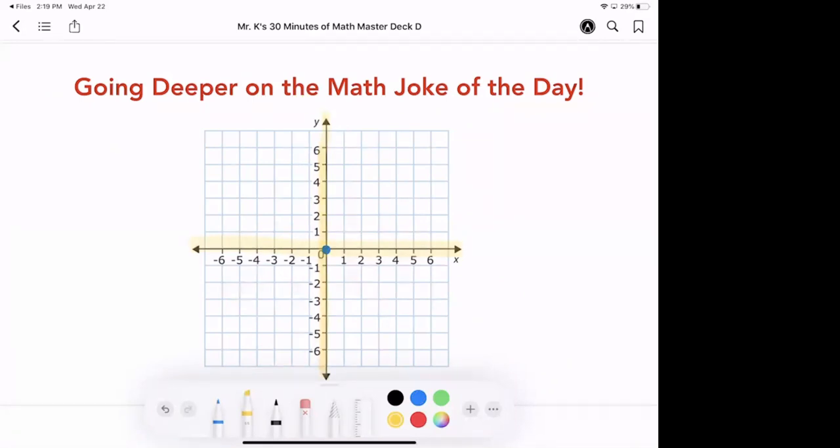All right, are you ready for the ruler? I know everybody's excited for the ruler. Here it comes, our ruler, yay!